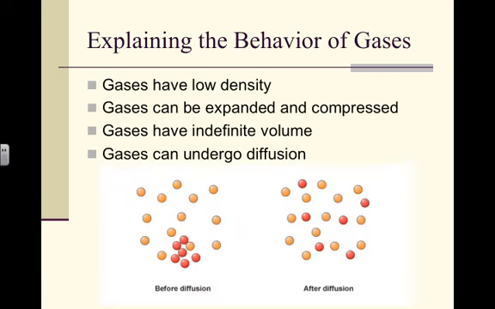Some physical properties of gases: they have low density. They can be expanded and they can be compressed. Gases have indefinite volume, meaning that you can change the amount of space that a gas can take up. There's also something called diffusion, which you probably learned in biology previously, where gases will spread randomly based upon density, like where it is starting out, and it will spread out until there's an even distribution of gas particles everywhere.